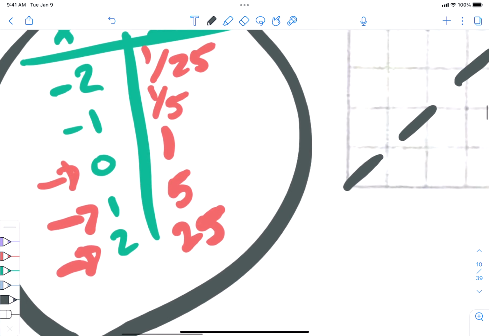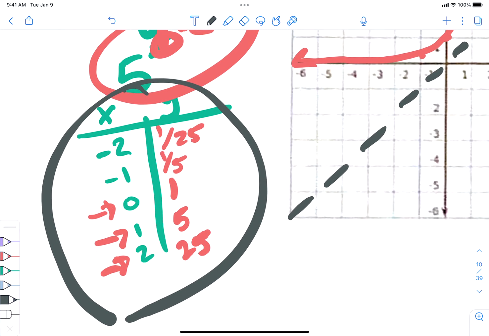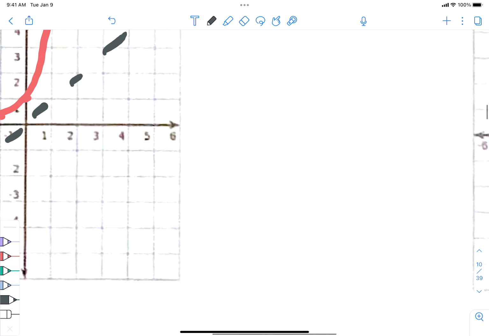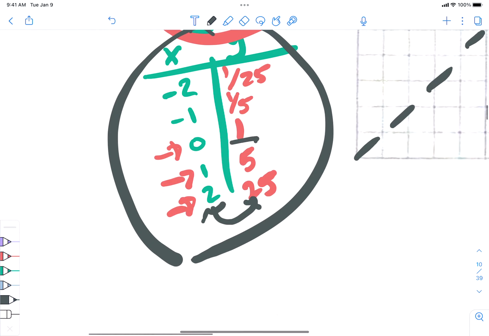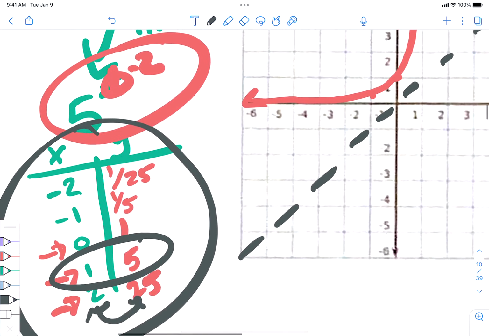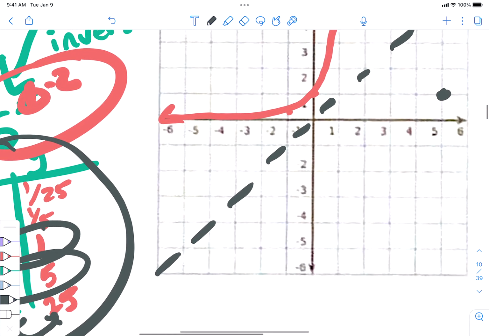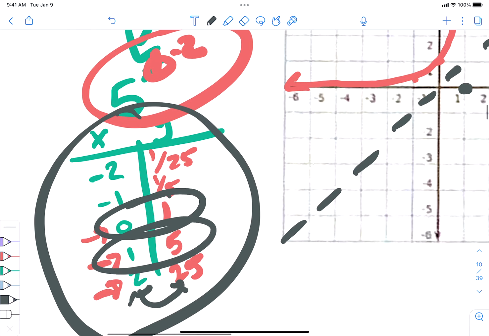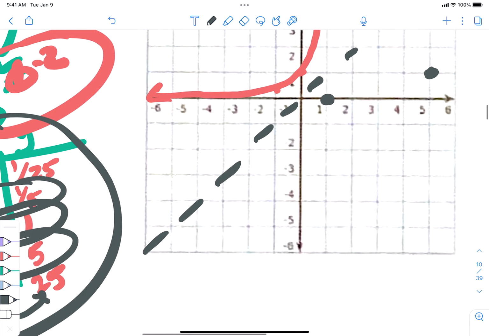If they give me points and I'm trying to graph the inverse of those coordinates, what do I do to the coordinates? Switch them around, right? So rather than graphing 2, 25, I'm going to graph 25, 2. I can't graph 25, 2. It's all the way over here. This one would be graphing 5, 1. I can graph that, right? 5, 1 would be here. Okay, this would be graphing 1, 0, which is here. This would be graphing 1/5, which is over here, and -1, then 1/25, like this.